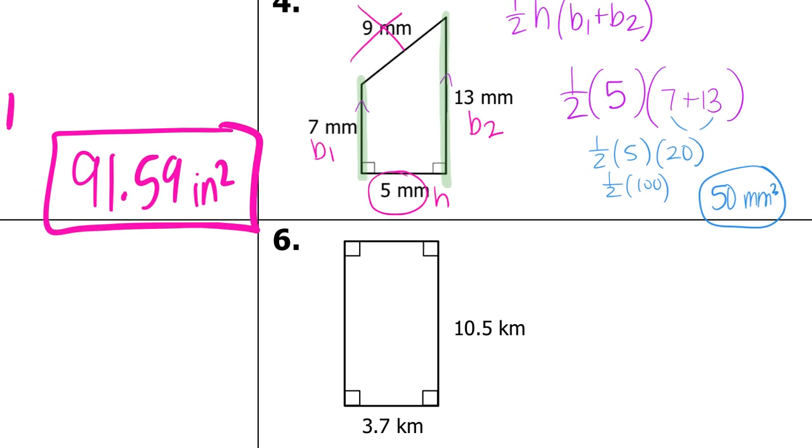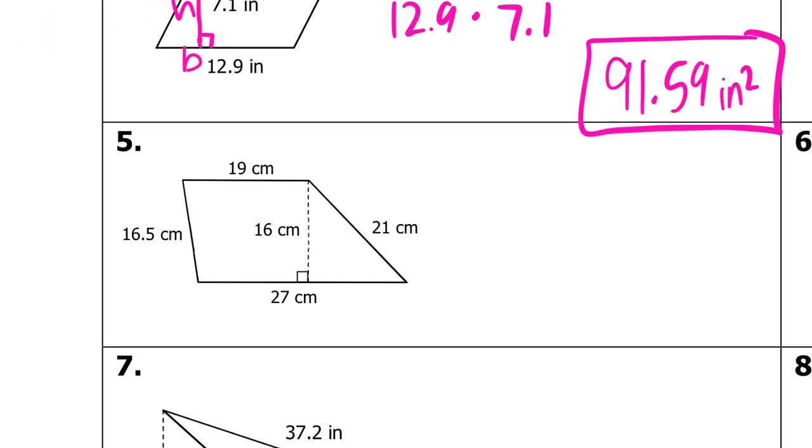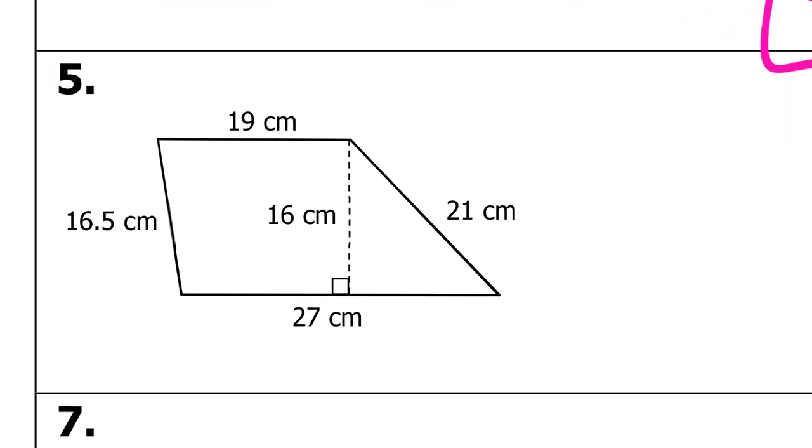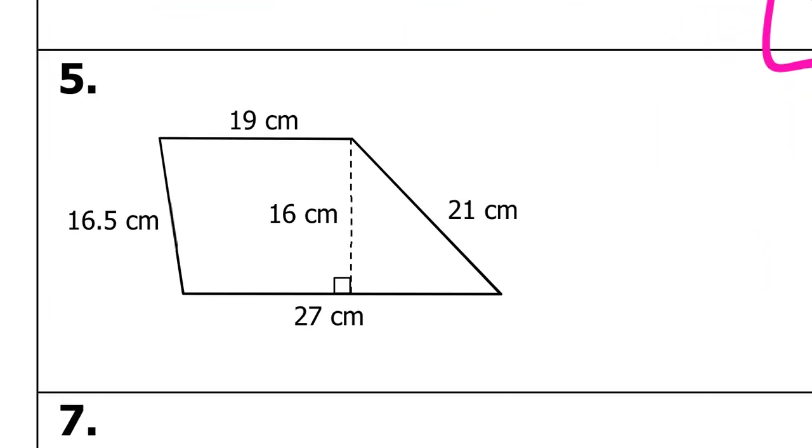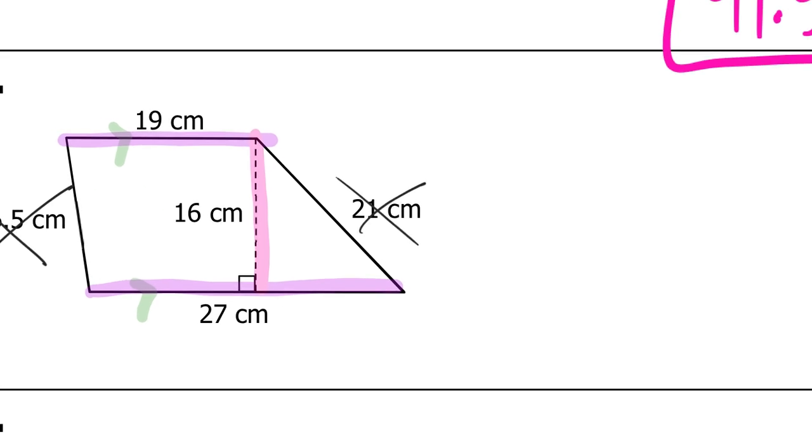All right, so in number 5, we have another trapezoid here. So we've got these parallel sides. And again, we have a lot of extra numbers here that we're not going to end up using. So with trapezoids, remember you need the bases. So that's these purple sides here. And then you need the height, which would be this 16. So we are not going to use the 21. We're not going to use the 16.5.